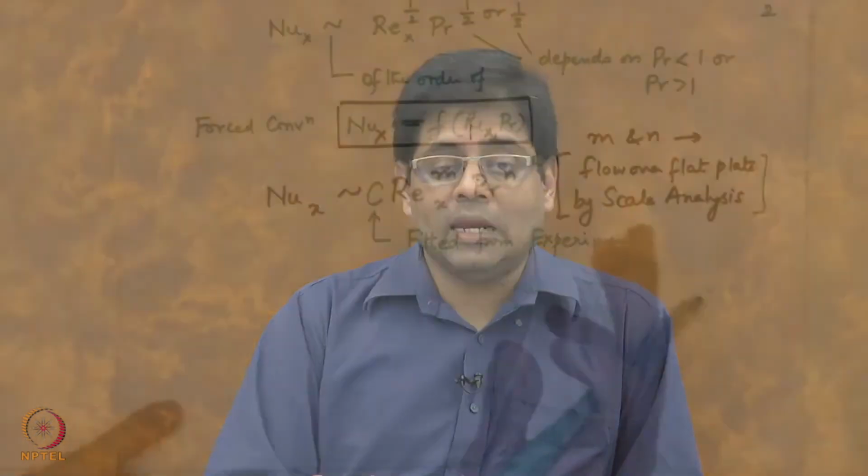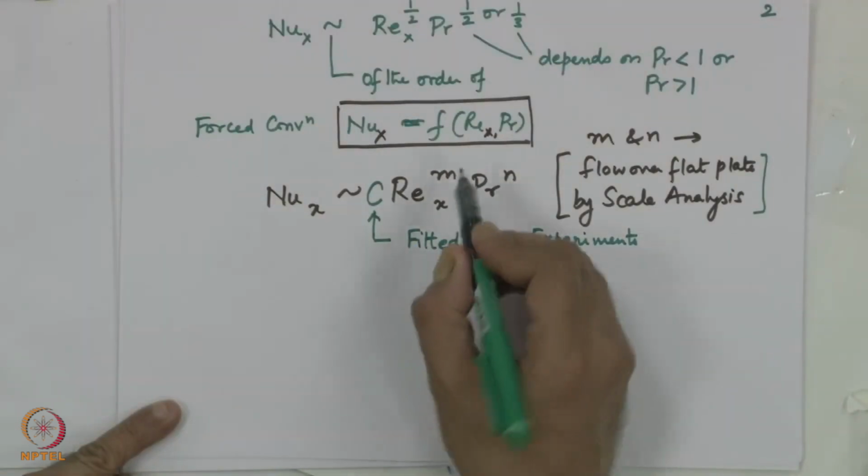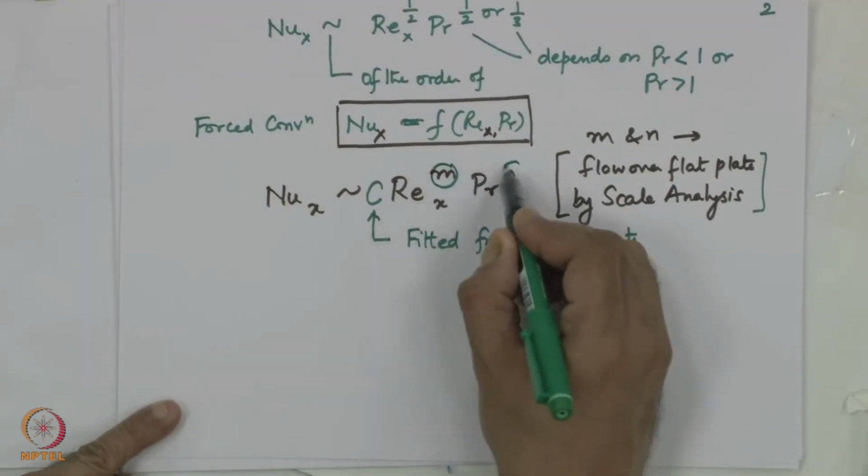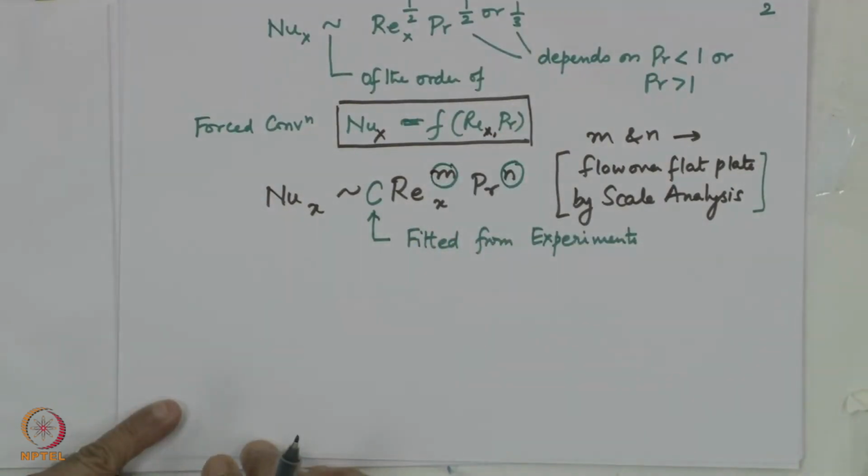and 1/3 for Prandtl number necessarily. What is different for each experiment is this coefficient C, which will be fitted or which will be obtained from experiments. So you develop a correlation for flow over a heated flat plate with some other conditions. M and N will come out to be 1/2 or 1/3. It cannot be some other power. Scaling analysis tells you that.